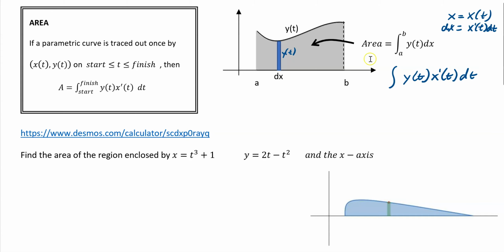But now this is not a to b, so I'm just going to call it start. This is our starting t to our finishing t. So it's the t values that are given by those x values.